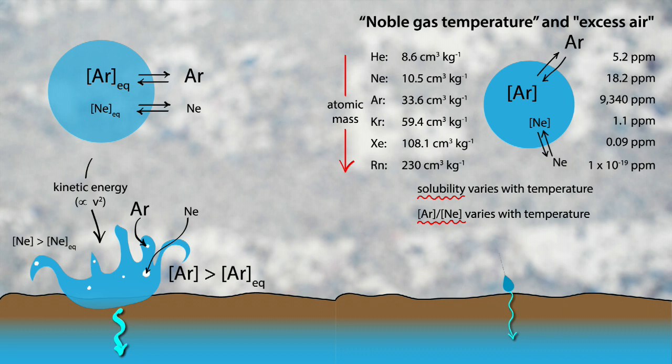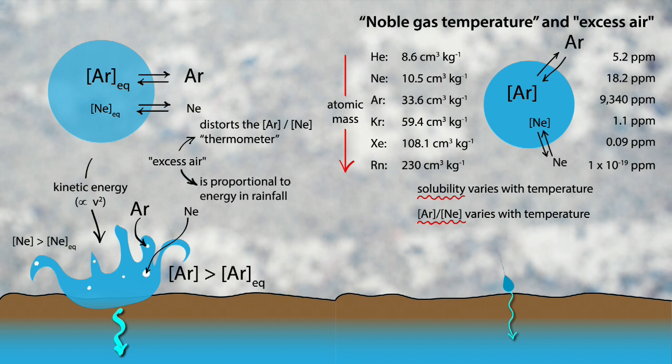This elevation is known as excess air. The amount of excess air can distort the noble gas thermometer, which must be corrected for. However, the excess air also provides a proxy measure for how energetic a rainfall is. If there is little excess air, rainfalls are gentle. Torrential rainfalls are marked by increased excess air. And what has all this to do with Namibian paleoclimates and the question of the age of the Namib?